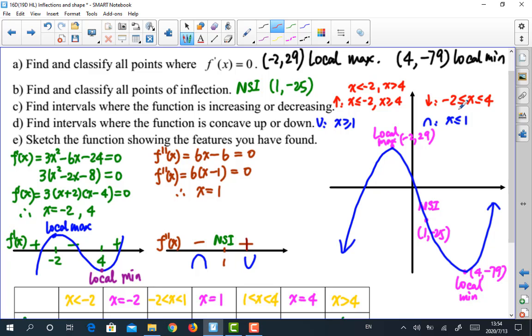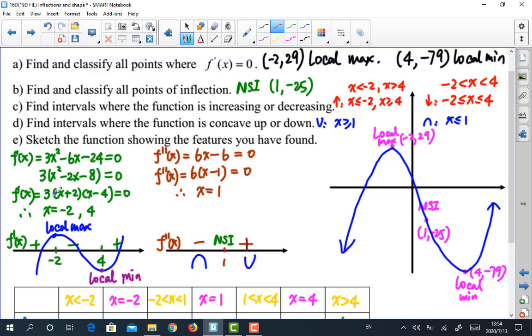You also can exclude -2 and 4 from the decreasing interval. You can just put -2 < x < 4 as the decreasing interval. Concave up when x is greater than 1 or x is greater than or equal to 1. Concave down when x is less than 1 or x is less than or equal to 1. Sketch the function showing the features you have found.